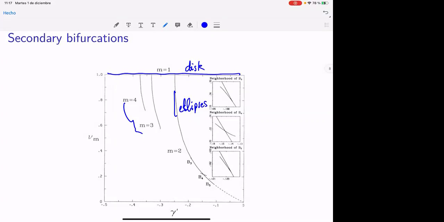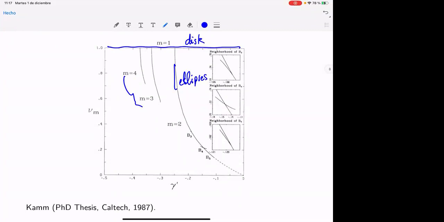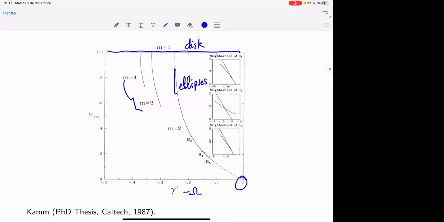And what Kam showed was that even in this elliptical branch, there are secondary bifurcations. So he was able to bifurcate at the ellipses at these points B3, B4, B5. And in fact, there are infinitely many points on this branch where you can find non-trivial solutions emanating from the ellipses. But something important is that this, what he calls omega prime, is actually minus big omega in our notation. And it is contained on the interval 0 to 1/2. Okay, so this is an important number.